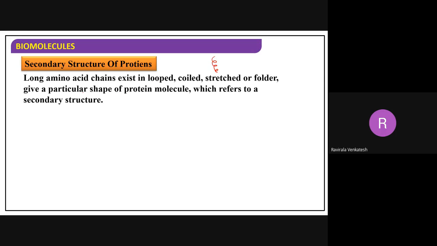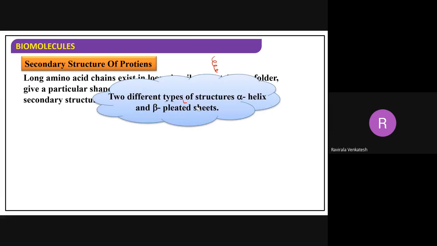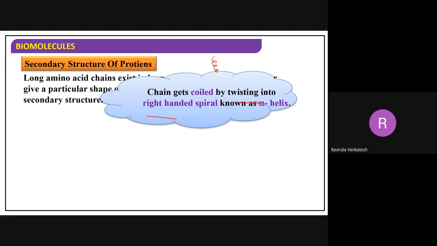A particular shape of the protein molecule refers to the secondary structure. So whenever amino acids, once we get a structure like this, glycine, alanine, leucine, they undergo stretching, folding, coiling. That makes the secondary structure. Two different types of structures will be there in secondary: one is alpha helix, the other is called beta pleated sheet. Now, the chain gets coiled by twisting into a right-handed spiral known as the alpha helix structure.